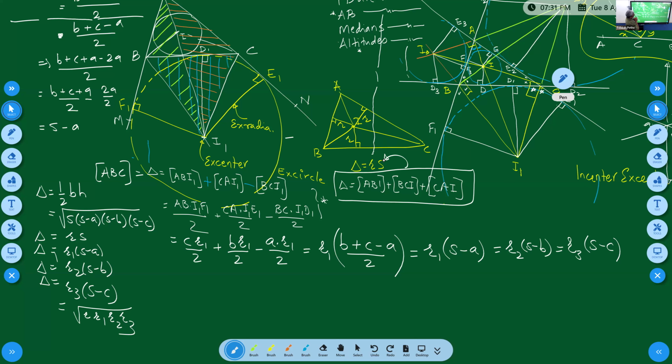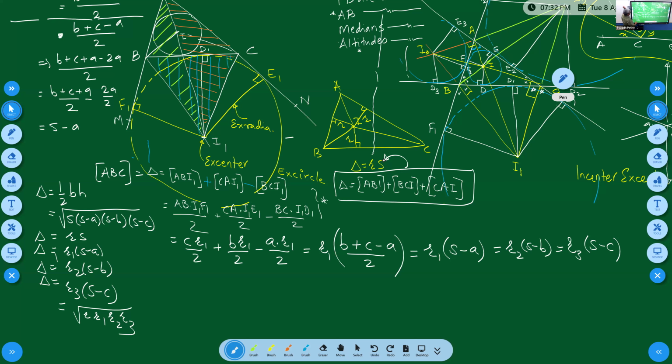But then after that we found a new concurrency: two external angle bisectors and one internal angle bisector. Then we said, okay, the way there is an incenter, there is an excenter. The way there is an incircle, there is an excircle. The way there is an inradius, there is an exradius. So if something is happening with I, the incenter, something similar must happen with I1, the excenter.